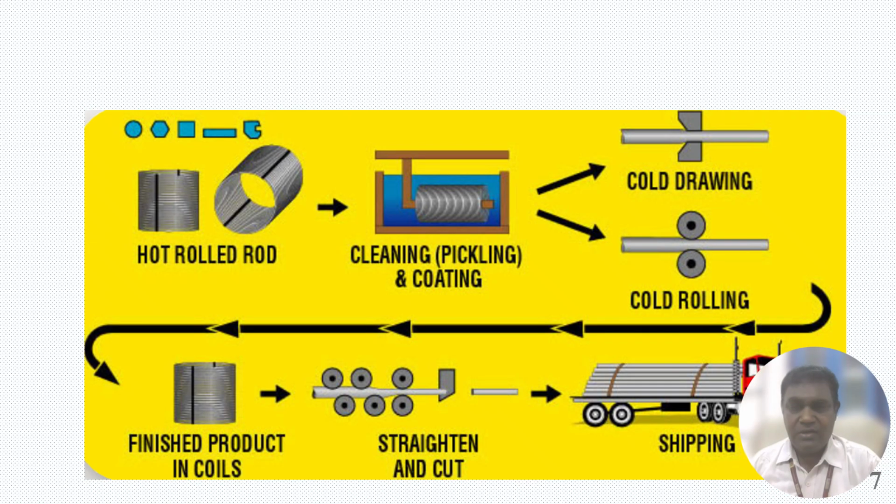Now you can see the final shape. The flow is shown in this diagram: hot rolled rod, cleaning and pickling, coating, and cold drawing. So cold rolling and cold drawing are the two operations, and from this it comes out as the finished product in coils, then is straightened and cut to required sizes, then shipped to the warehouses. So this is the general process. Generally these processes are used mainly in steel plants, wire rod mills, and the steel industries.